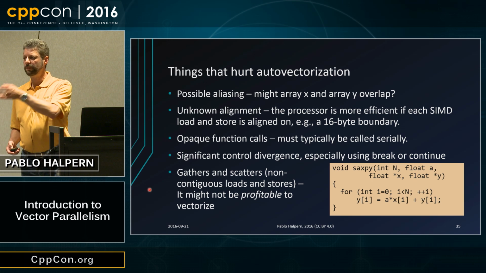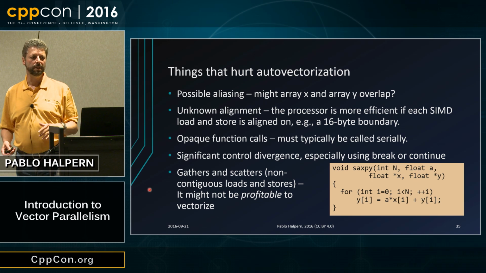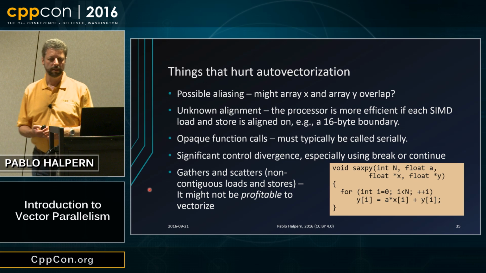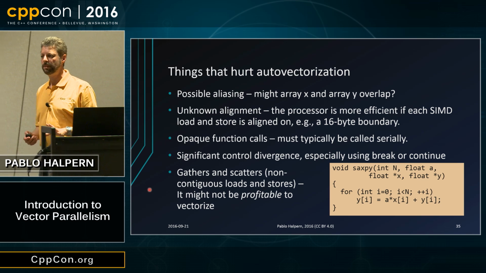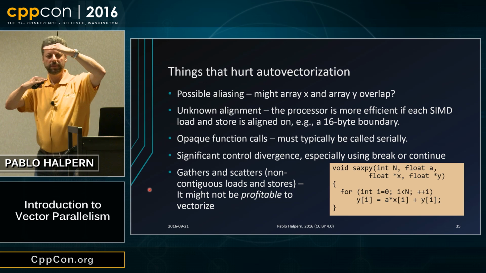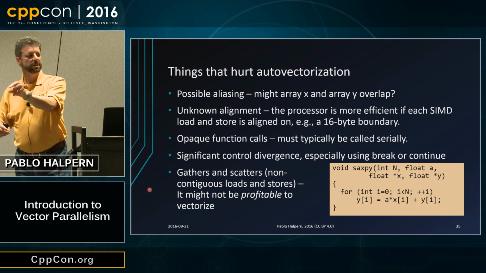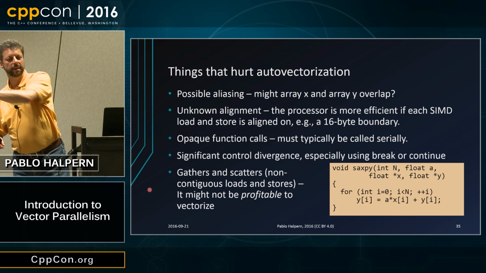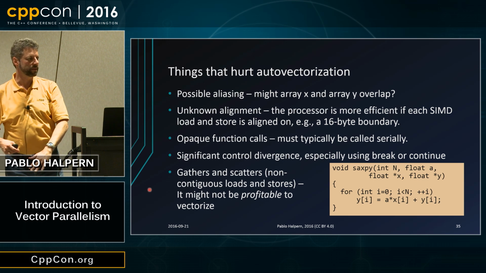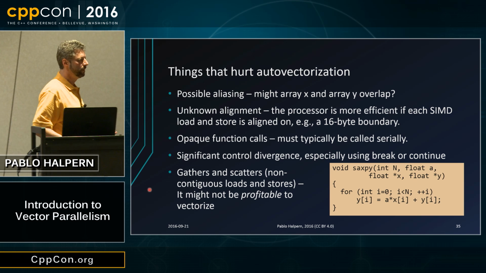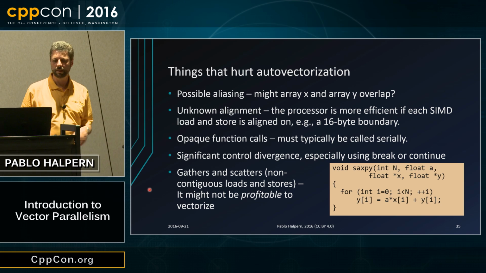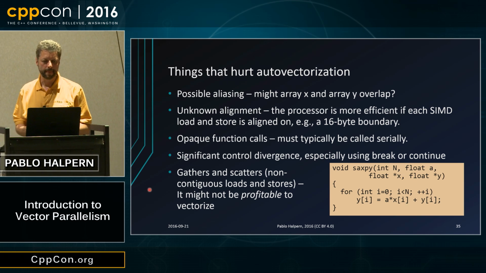And if you have too many opaque function calls within the body of your loop, it's not profitable to vectorize. If you have one, it may still be profitable. You vectorize everything up to the function call, then you call the same function 4 or 8 or 16 times, and then you keep going back to vectors. So it's not a death knell, but with too many opaque function calls, the auto-vectorizer gives up.